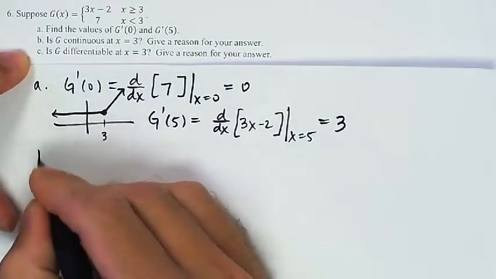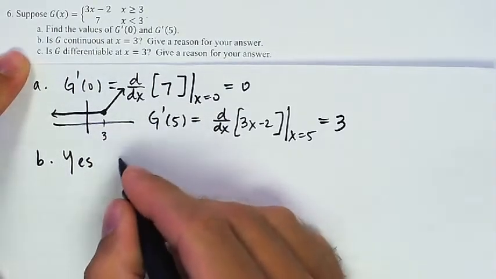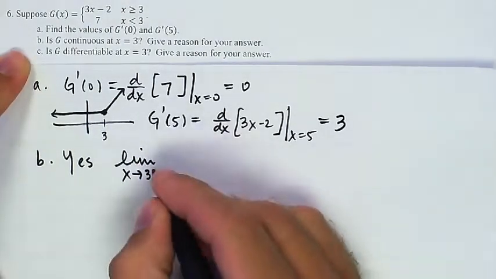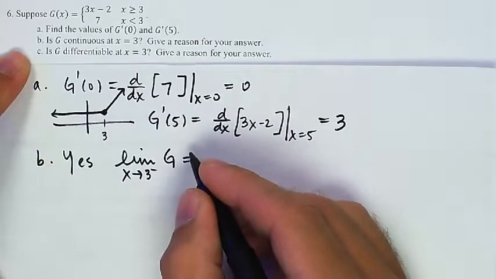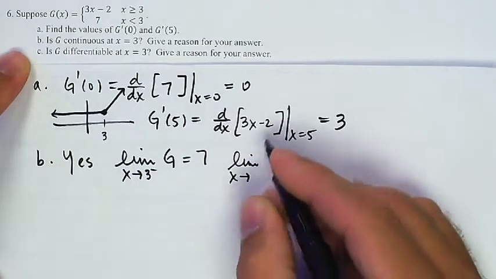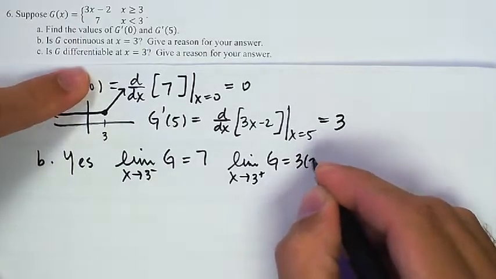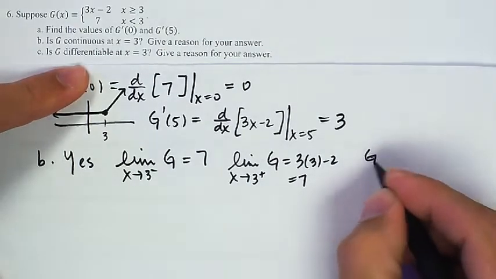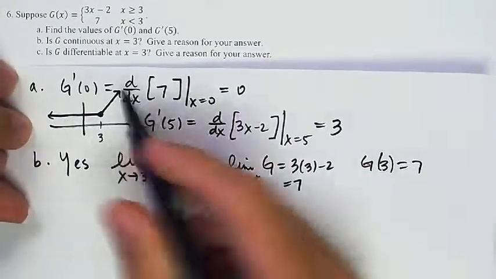And for part B, is g continuous at x equals 3? Yes, because the limit as x approaches 3 from the negative side of g is equal to 7, and the limit as x approaches 3 from the right of g is equal to 3 times 3 minus 2, which is also equal to 7, and the most important part, g of 3 is also equal to 7. That's what makes it continuous. You can also see that here. I already drew the picture.